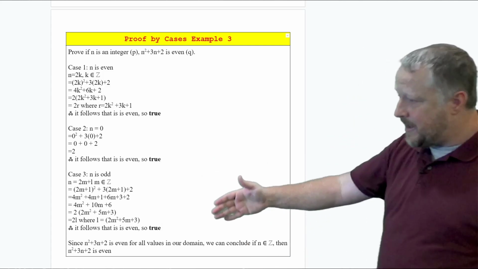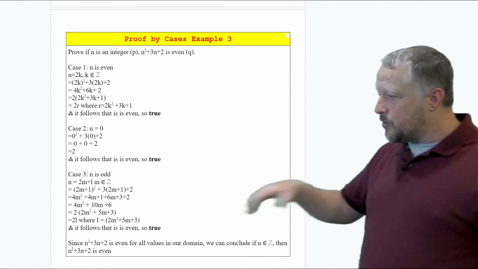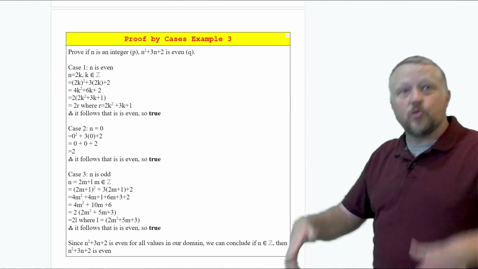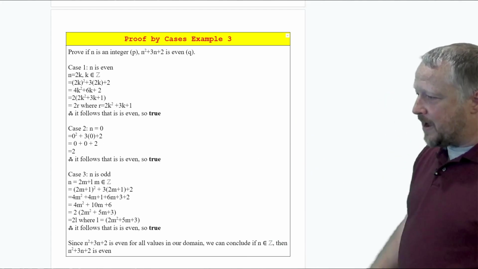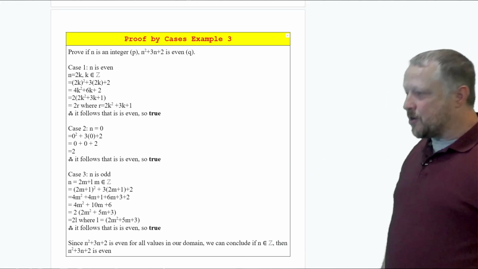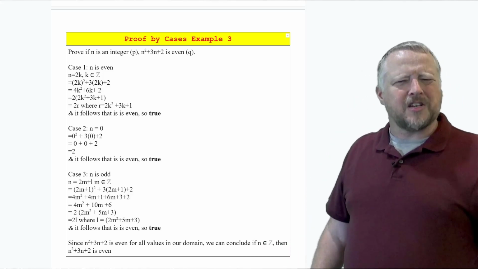So since the equation is even for all values in our domain, we can conclude using proof by cases. I would still add that somewhere in there. For all values of n that are integers, our equation is even.